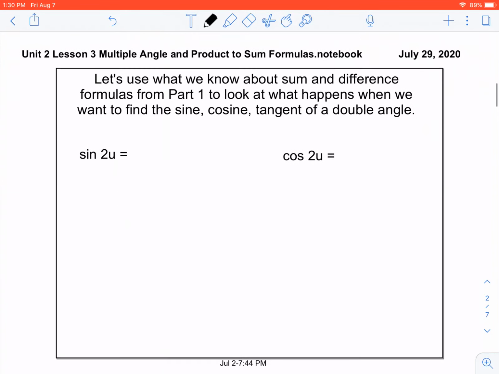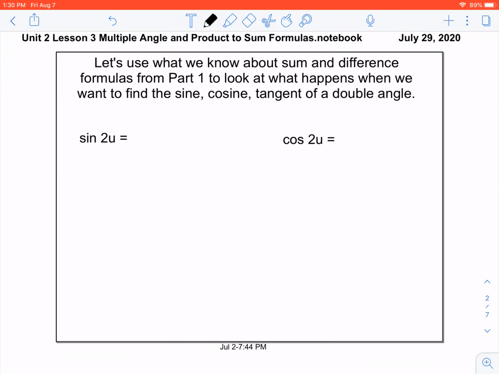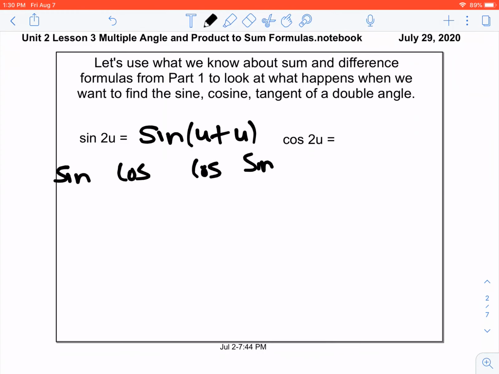All right, so here's what we know. If I'm asking you to find the sine of 2u, and again, we use that u because you can represent any function. So the sine of 2u, well, we can consider this to be the sine of u plus u. Now all of the formulas I learned in the last lesson kick in. So this is a sine, so we have sine, cosine, cosine, sine. And then we do u and u. And because this is the sine, we take the same operation.